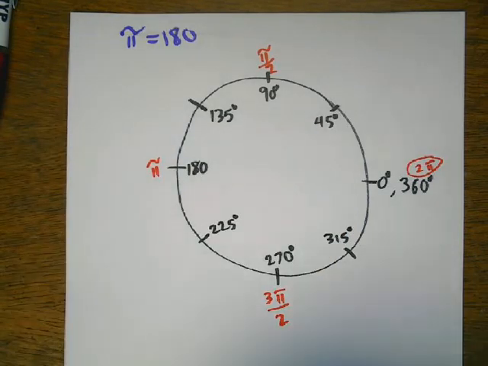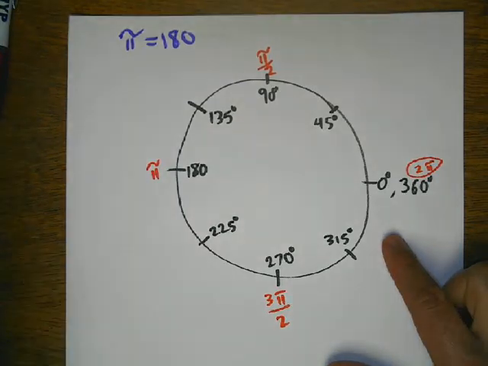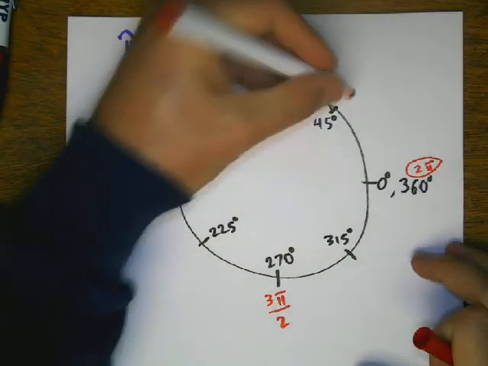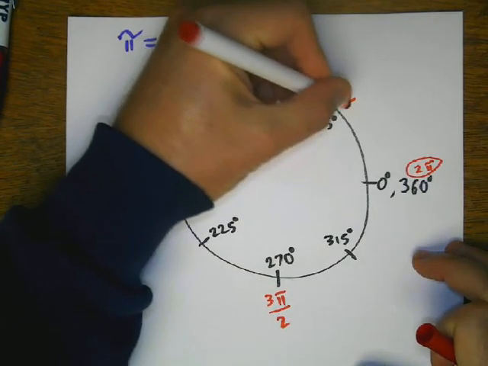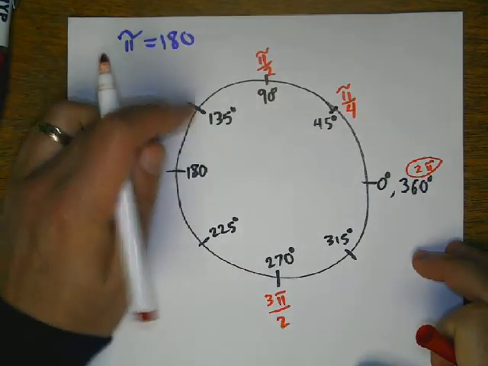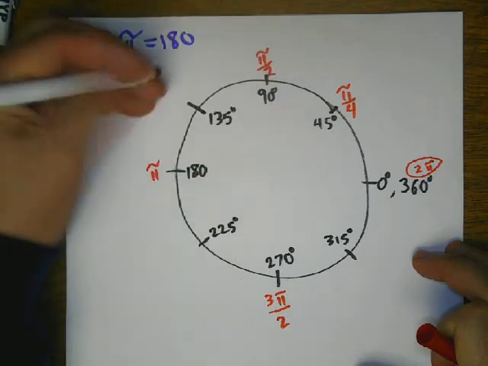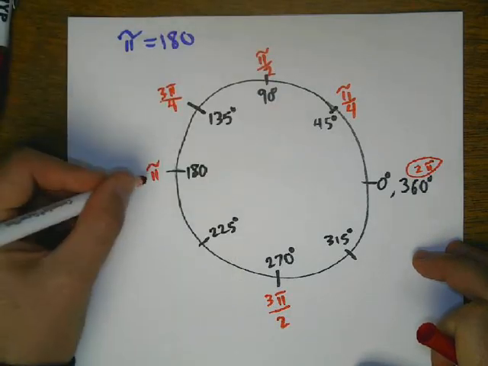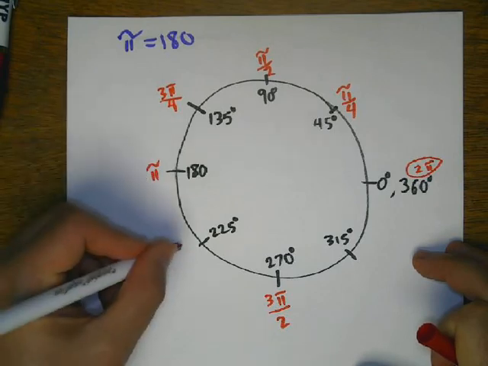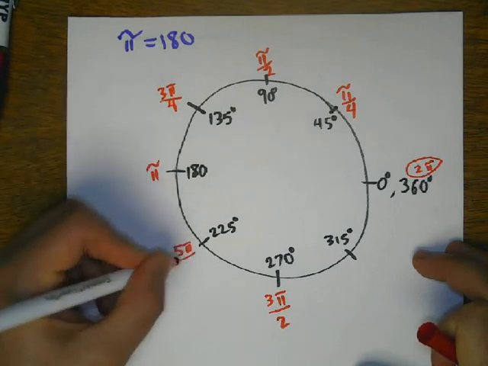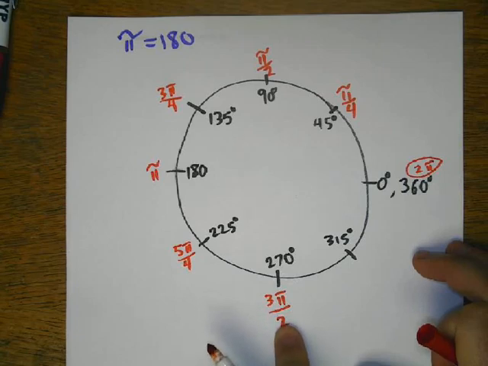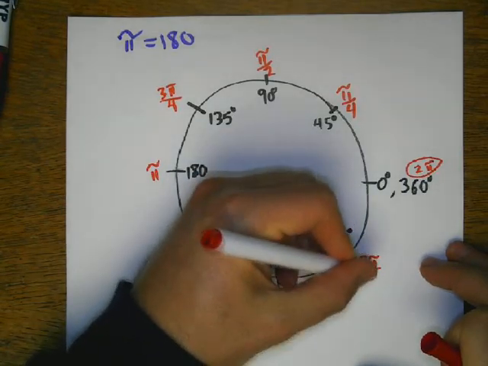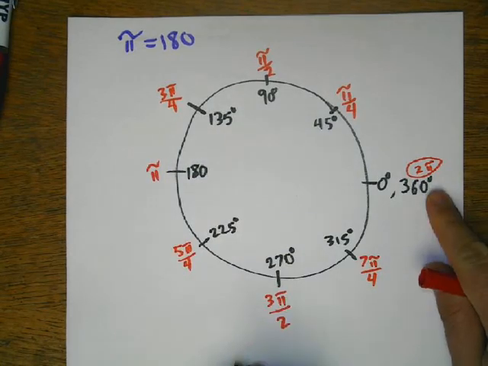So let's figure out what the radians would be. Half of pi over 2 is pi over 4. If I add pi over 4 to pi over 2, I'm going to get 3 pi over 4. This is 4 pi over 4. Here we have 5 pi over 4. This is 6 pi over 4. This is 7 pi over 4. And 8 pi over 4 is 2 pi, right?